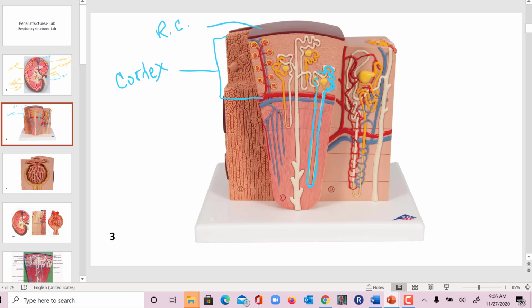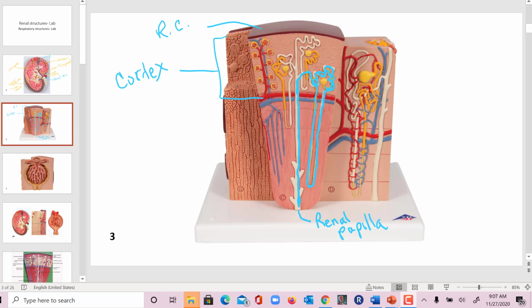And then the distal convoluted tubule connects here through a connecting tubule right here to a collecting duct, to a medullary duct, to a papillary duct. And then this structure is called a renal papilla. And this will allow the urine to drip out of the collecting system.